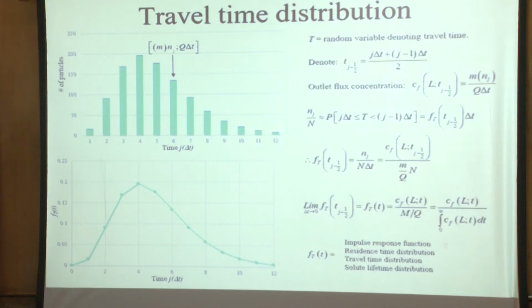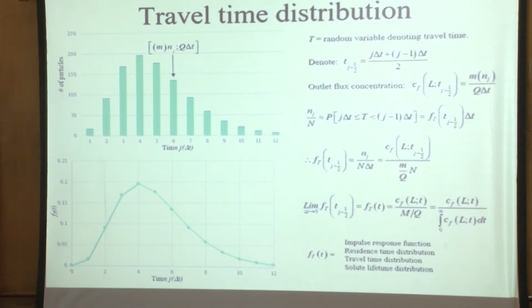And based on knowing M over Q, integrating this is the same as integrating this function from 0 to T. So this is essentially the Riemann sum for this discrete quantity.